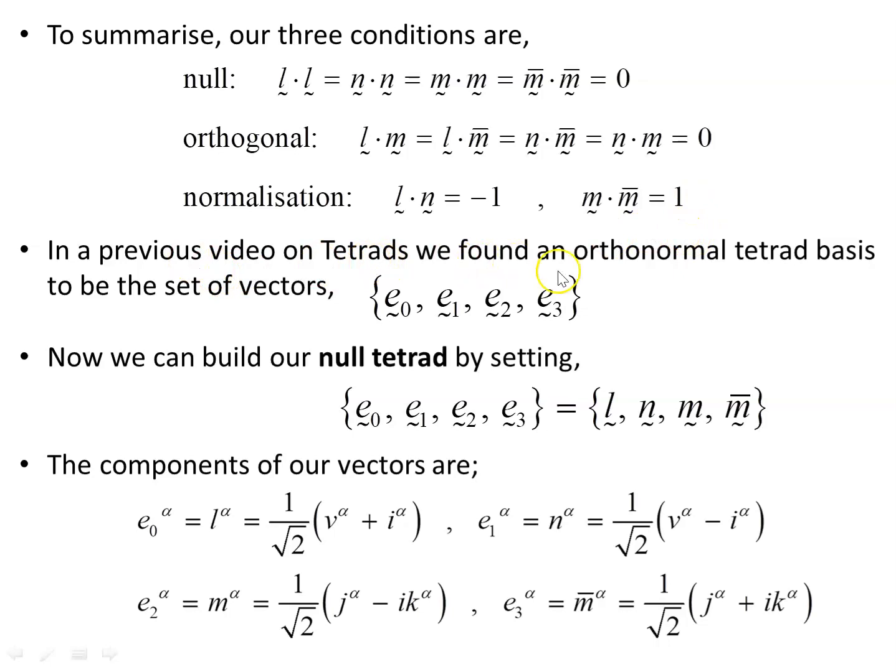Now, we've seen in a previous video on tetrads, we found an orthonormal tetrad basis to be the set of vectors, these ones, and we can build our null tetrad by setting E0, E1, E2, E3 equal to L, N, M, and M bar, and the components of these will be E0 alpha will be L alpha, all this object here. E1 alpha will be this, so the components of E0, E1, E2, E3 are these objects here, and E2, E3. All right, so they're the components of our null tetrad vectors.